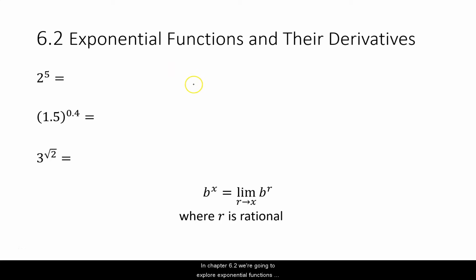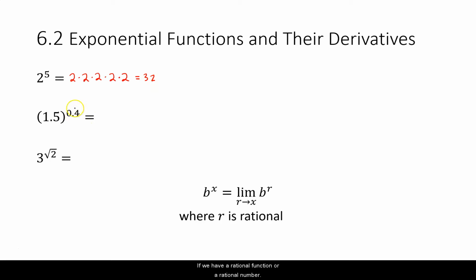Here in chapter 6.2, we're going to explore exponential functions and their derivatives. So let's remind ourselves first what exponential functions are. When we have a whole number as an exponent, we think of that as a repeated multiplication. For instance, 2 to the power of 5 is just 2 times itself 5 times. So you can perform the operation that way. In this case, 2 times itself 5 times gives me 32.